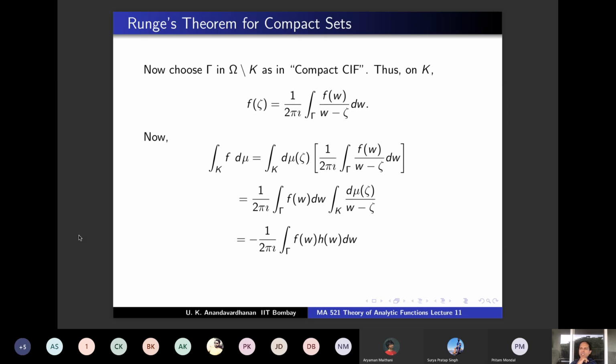But what did we prove about h? We proved that h is identically 0 on S2 minus k. And gamma has the property that gamma star is in omega minus k. Gamma star is outside k. And h is identically 0 on S2 minus k. On outside k, h is identically 0, and in particular, it is 0 on gamma star. Therefore, this integral is 0, because h is 0 on gamma star, as gamma star is contained in omega minus k. So this is the proof.